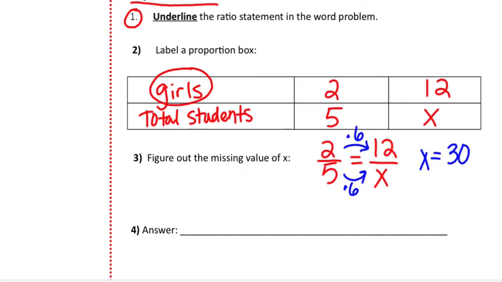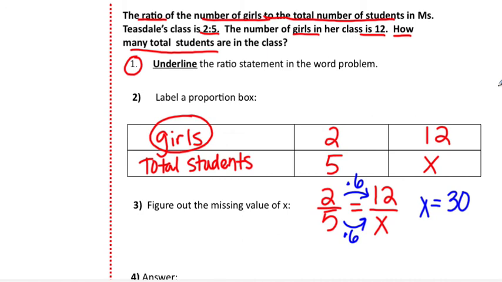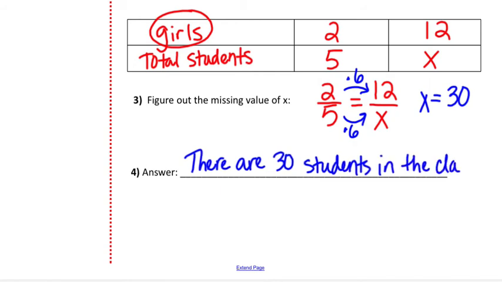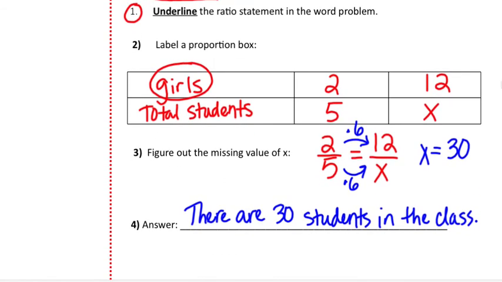So x is 30. Now again, we need to go back, make sure our answer makes sense, and that we've answered the question. How many total students are in the class? Well, our answer is 30, and we need to write a complete sentence. There are 30 students in the class. And again, we want to make sure that makes sense. Obviously, the total students is going to be bigger than the number of girls, and there are 12 girls, and so 30 probably makes sense.